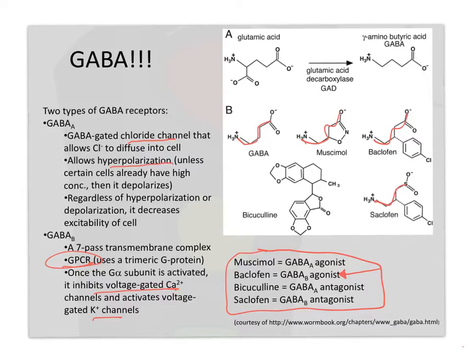So since it's an agonist, does an agonist act like GABA, like the GABA receptor, or is it going to not act like GABA? Does it turn on or turn off? Right, it turns on. It binds and it behaves the same as GABA would. So it keeps my GABA Bs on more frequently than they would be. Whereas if it was an antagonist, it binds and it doesn't have that same effect. It wouldn't turn on that cascade pathway.